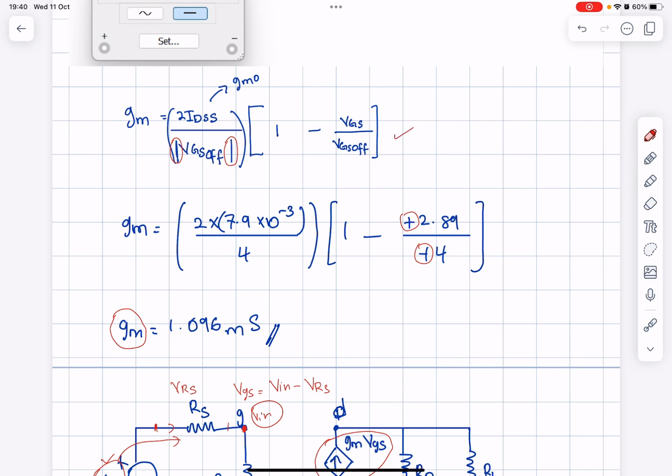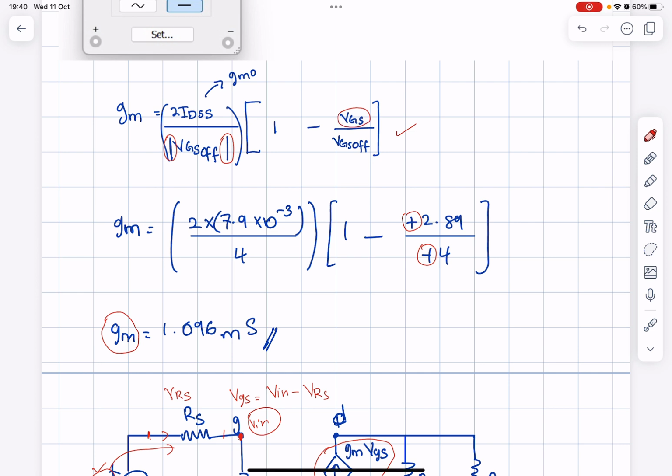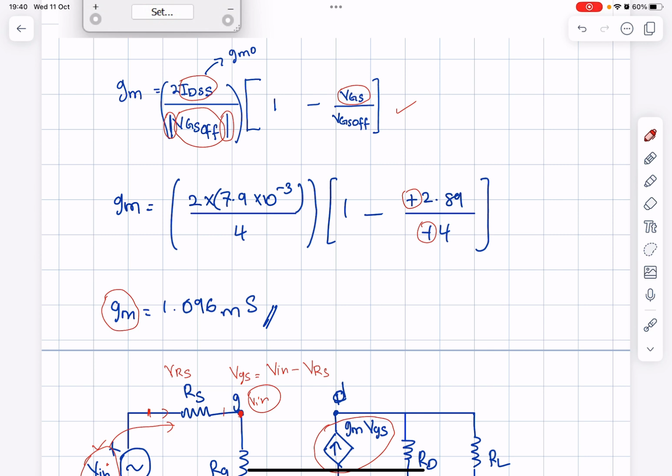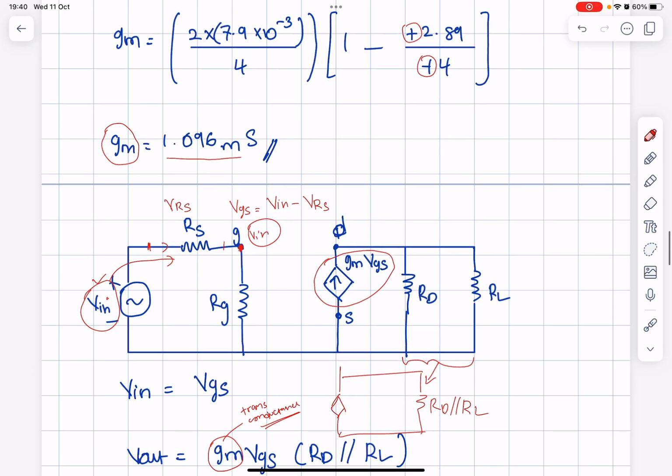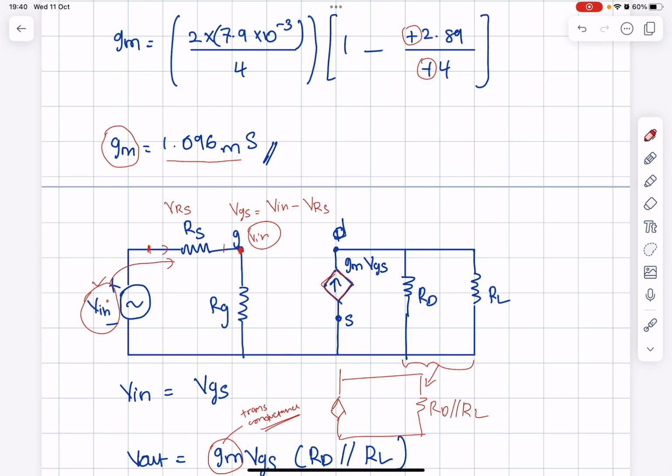So you insert the VGS that you obtained. IDSS you get from simulation. VGS off also you get from simulation. So in the end you get GM transconductance equal to 1.096 millisiemens. Once you have the transconductance, it is used for the dependent source. Dependent source means this ID depends on the value of GM and VGS.